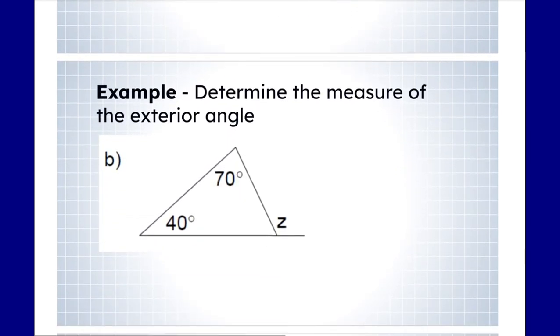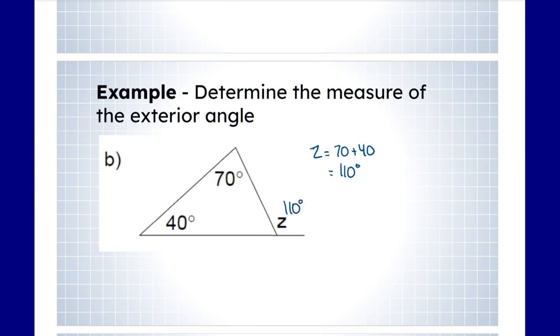For the next one, determining the measure of angle z, again referring to property number 2, it said that angle z, or this exterior angle, is equal to the sum of the two opposite interior angles. So if I add 70 and 40, I get 110, that's my angle z.